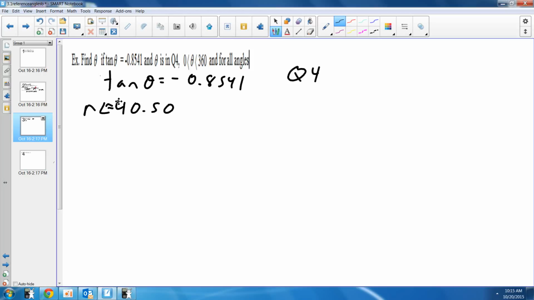Well, that's fine with the reference angle. Notice I'm not writing the inverse tangent is equal to the reference angle. It can be the negative of a reference angle. But I'm careful with my notation here. You can turn it around and say tangent inverse of negative 0.8541 is approximately equal to negative 40.50. But I'm not saying it's a reference angle, I'm not saying it's my theta, I'm just saying it's a number. It's a clue to get what you want, which is the reference angle.